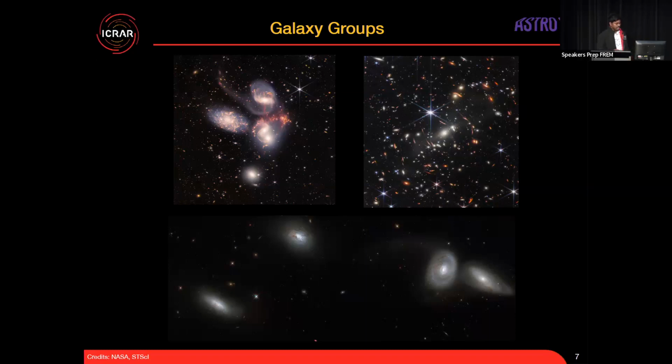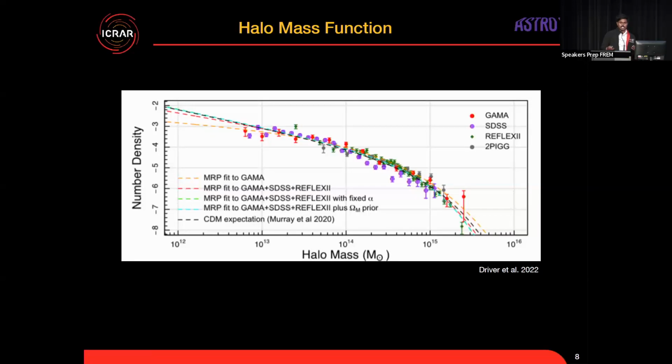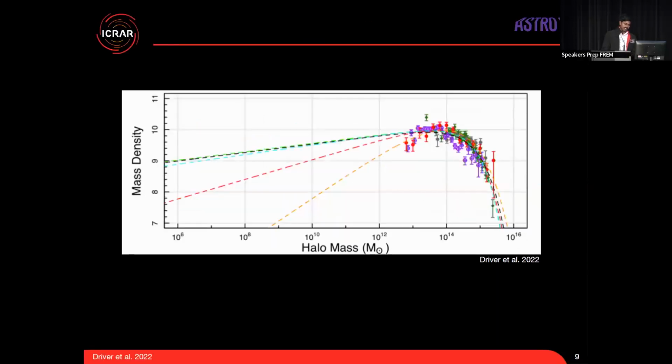So for these groups, we can measure the number of groups within a particular volume as a function of halo mass, and this is known as the halo mass function. This is basically a histogram that shows us at a particular halo mass bin how many groups are present. And if we multiply the number density, which is on the y-axis, with the halo mass on the x-axis, we get a plot of mass density as a function of halo mass. This is important because if you integrate under this curve, you can get the total matter density.